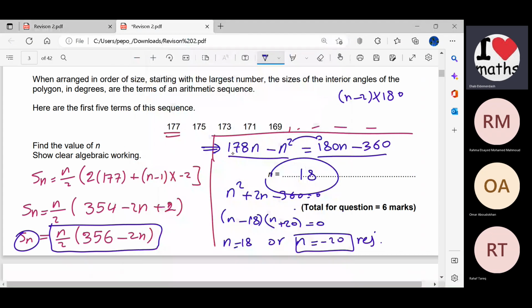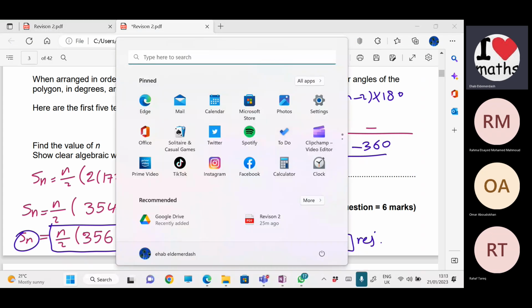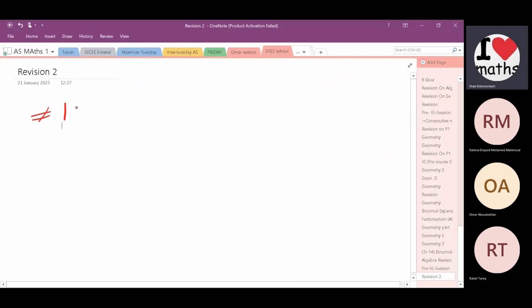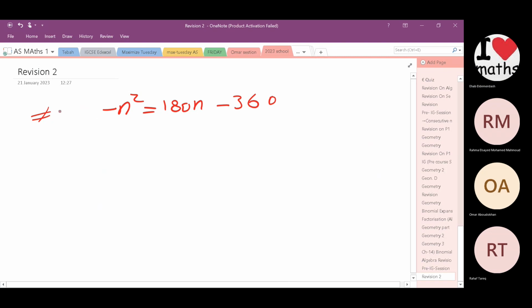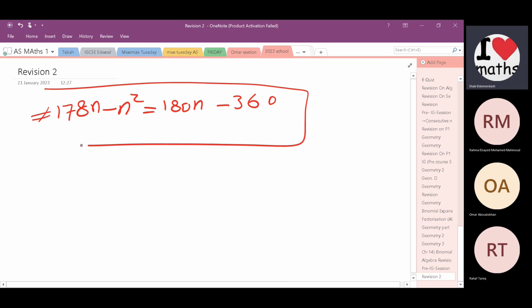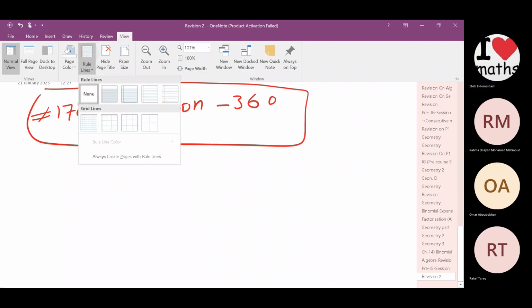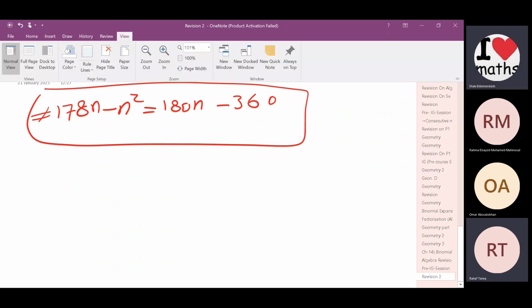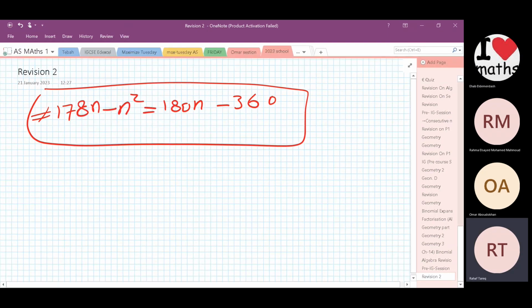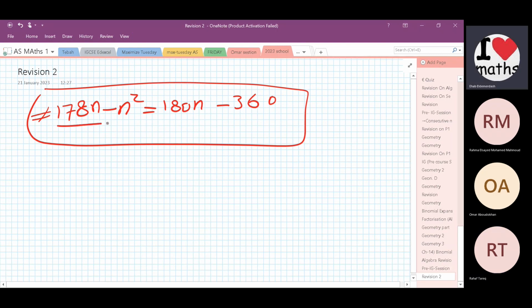The last part is 178n minus n squared. 178n minus n squared was equal to 180n minus 360. This is the part that you are not able to understand, Rahaf. From where did you get 178n minus n squared?